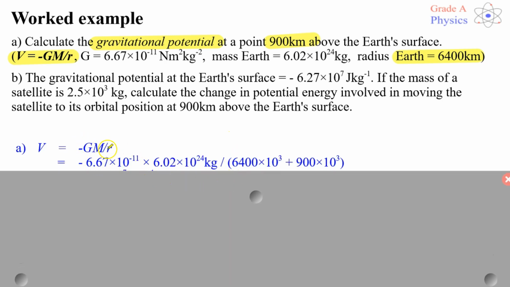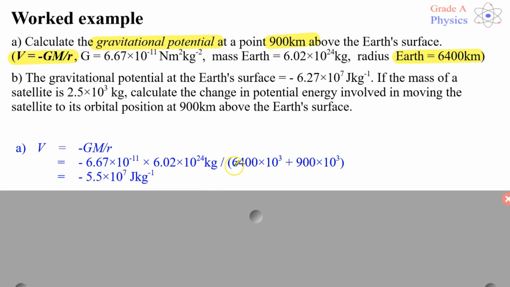Big G, we know that. The mass, there's only one mass, that's the mass of the Earth. And we're going to divide by R. Be careful, it's not R squared, it's just R. Very, very common mistake.